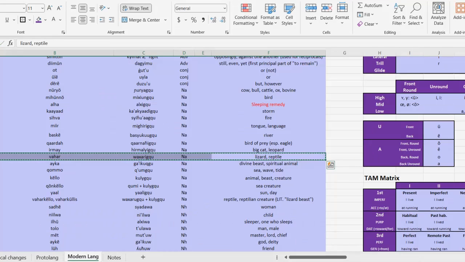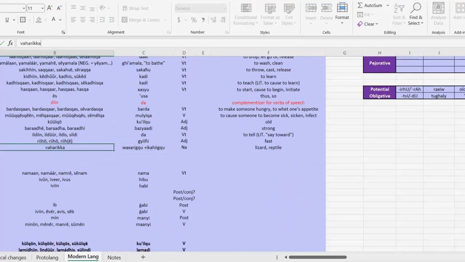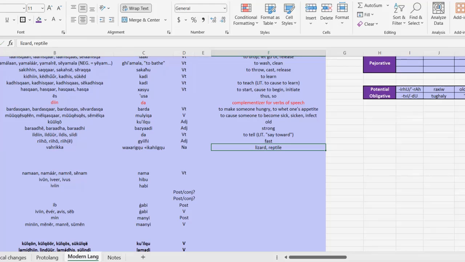So as a proof of concept, if we take this word vahar, that means lizard, and we stick this augmentative on it, the augmentative would have to take the animate class marker, and then since the stress would ultimately fall on the closed penult, that vowel would disappear between the H and the R, and the final vowel would harmonize with the A in the stem to give us vahrika, which I think sounds lovely.